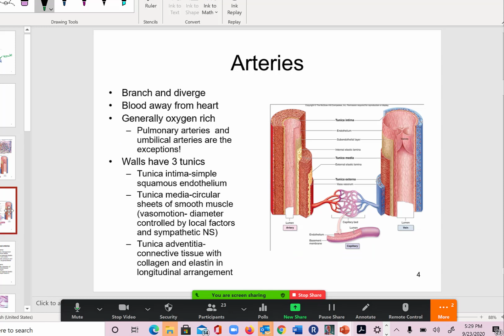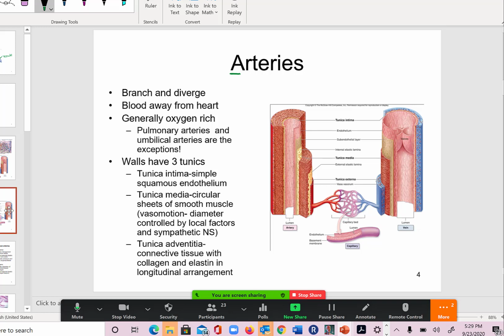So again, arteries, they go away from the heart. Think A for artery and A for away. They generally carry oxygen-rich blood, but not always. The defining characteristic of an artery is that it carries blood away from the heart. It is not a defining characteristic for an artery that it carries oxygen-rich blood. That is not a characteristic.